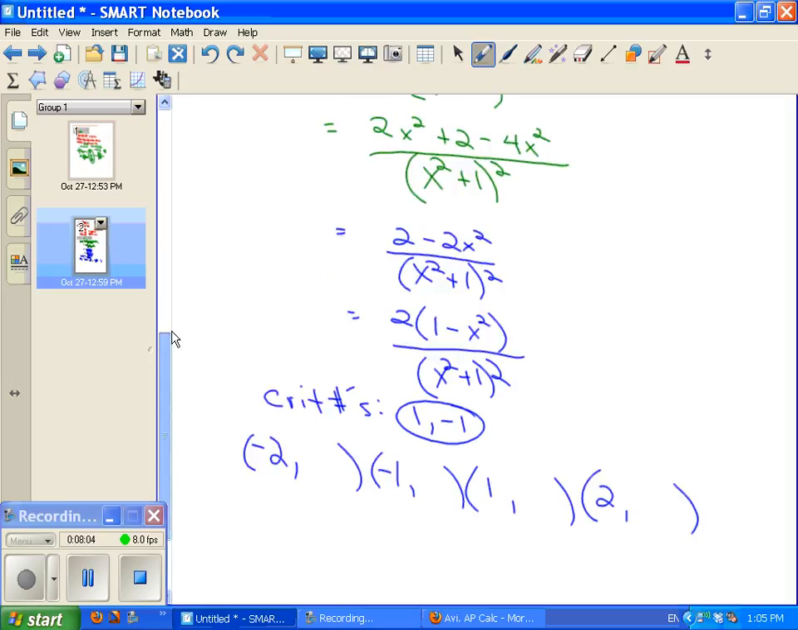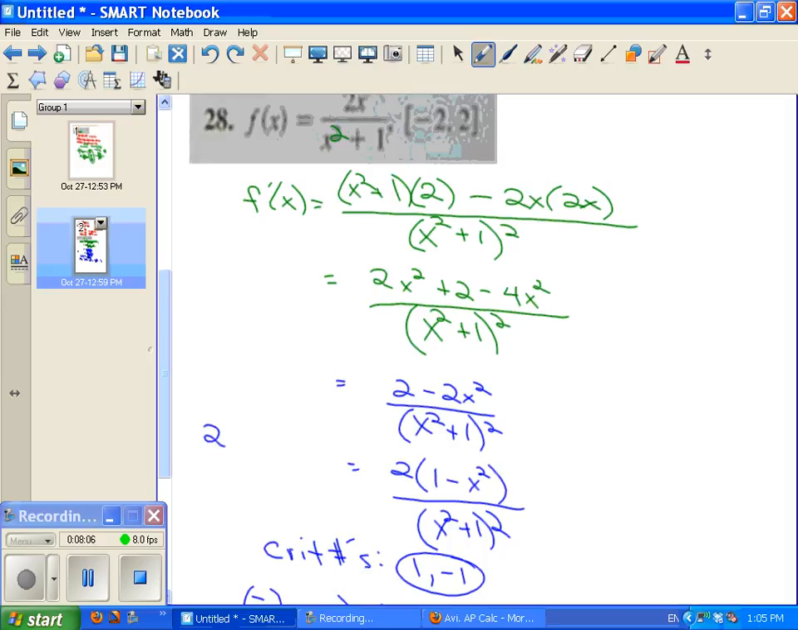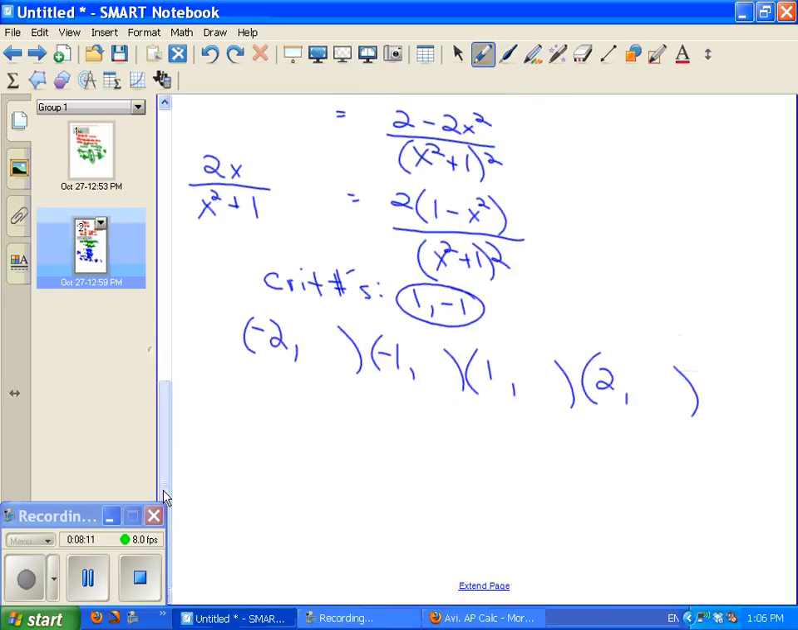All right, so let's start plugging these back into the original. It was 2x over x squared plus 1. If I plug in a negative 2, I'm going to get negative 4 over 4 plus 1, which is 5, so negative 4/5. If I plug in my negative 1, I'm going to get negative 2 over 2, that's negative 1. If I plug in my 1, I'm going to get 2 over 2, a positive 1. And I'm going to get a positive 4/5.